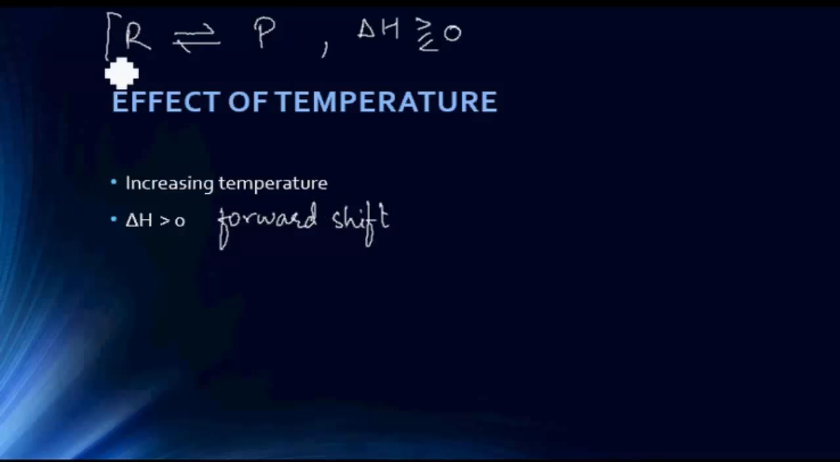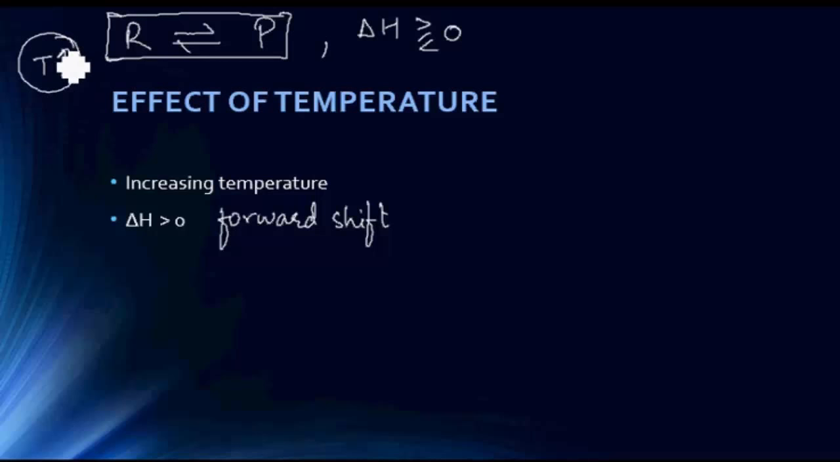That is, if R and P, that is reactants and products, are right now present at equilibrium, that is, rate of forward and backward reactions are equal, now if I suddenly increase the temperature of this system at equilibrium, what will happen? My K equilibrium value changes such that the reaction shifts in the forward direction, or in other words, the rate of forward reaction becomes greater than the rate of backward reaction because of this increase in temperature, and the system is no longer at equilibrium.